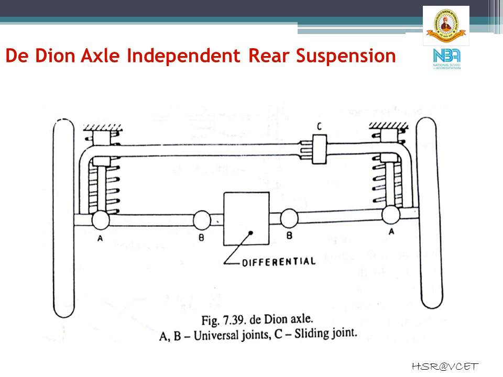The figure on the slide shows you the De Dion type of axle, where A and B represent the universal joint and C is the sliding joint.